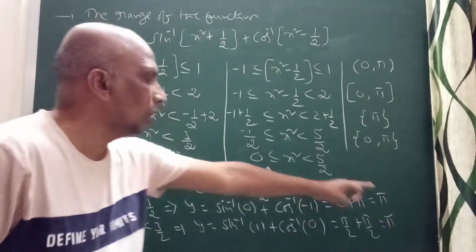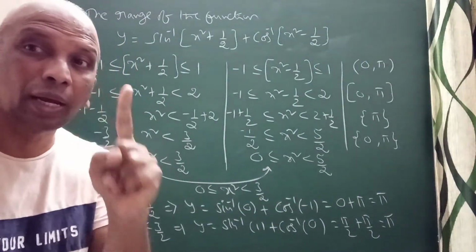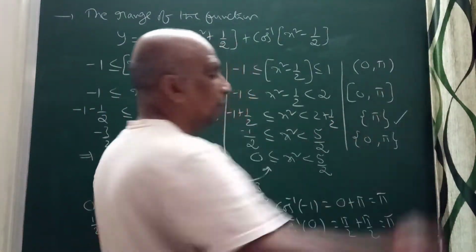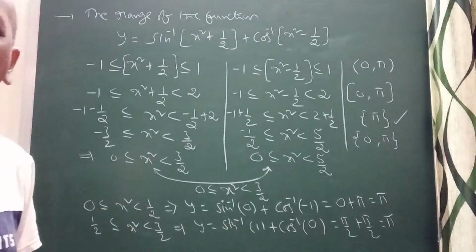So we got the range is equal to pi only. In both the cases we got pi only. So the range is a singleton element, singleton. So the answer is singleton pi. That will be your answer. Now I will explain the next problem.